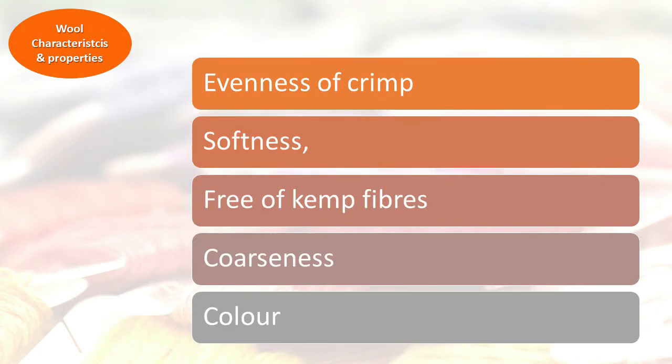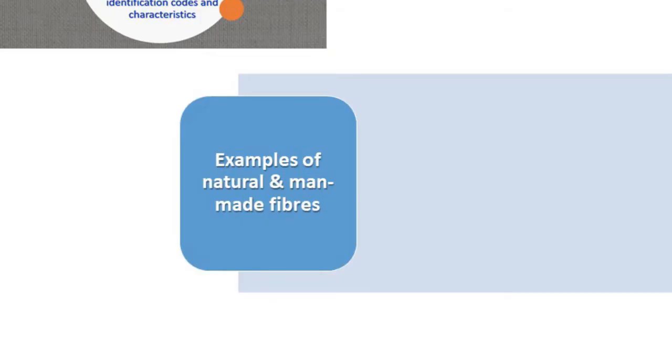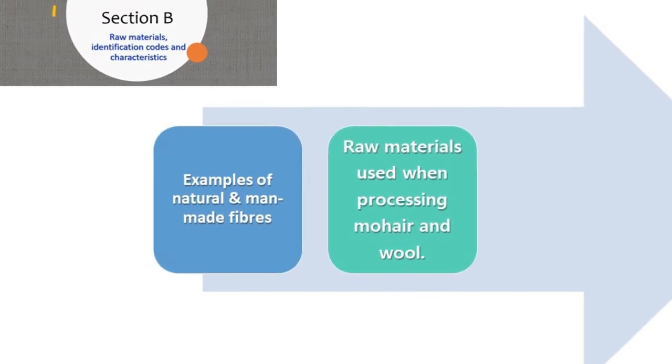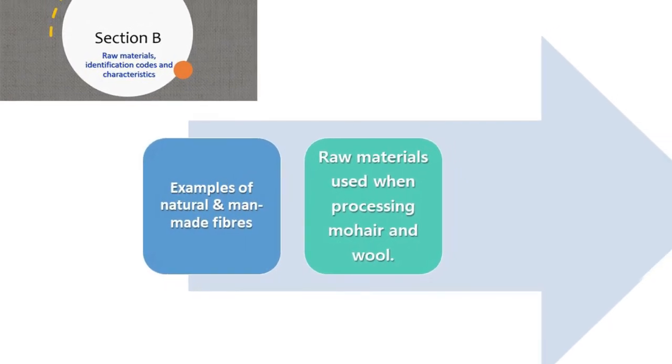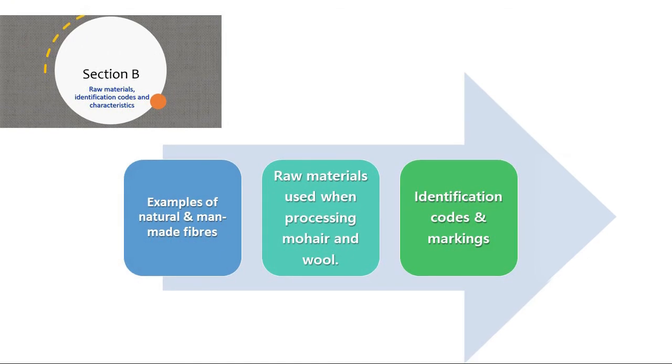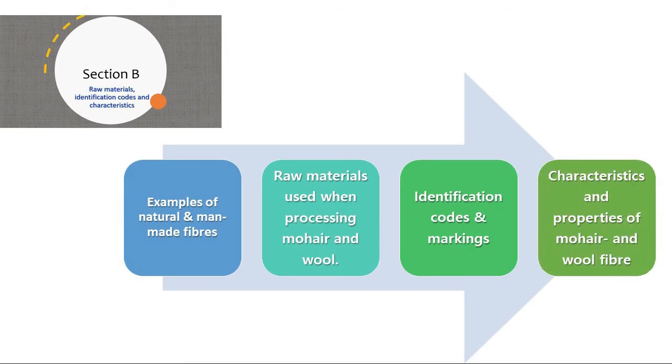On page 18 of your participant handbook, you can read about the different tests that buyers perform to determine the quality of wool. In this section, we have looked at examples of natural fibers and man-made fibers, some raw materials used in factories when producing mohair and wool, the identification codes, labels and markings used in mohair and wool production, and some characteristics and properties of raw mohair and wool fibers.